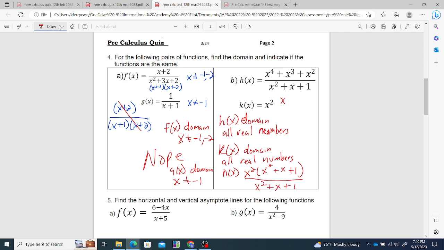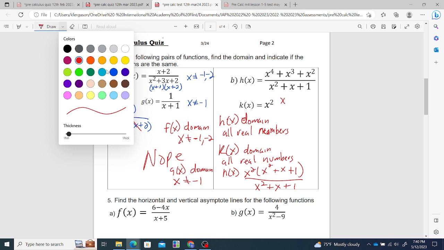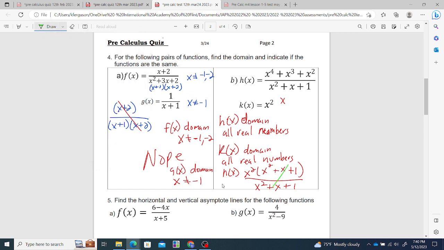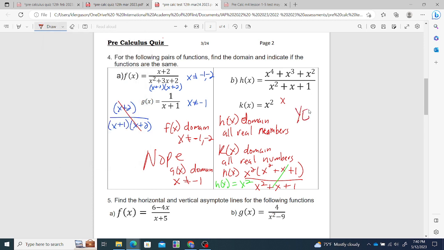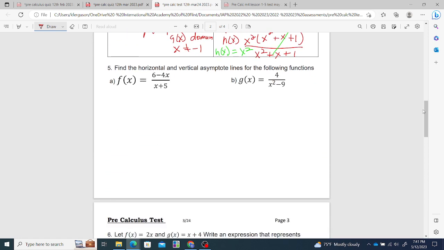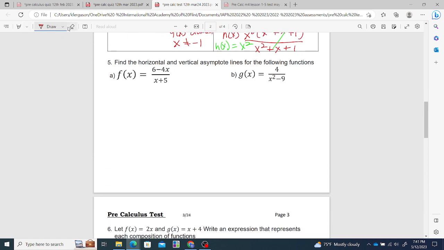And if you look at that, you see that those two things cancel off, and I just got h of x equals x squared. So are those the same function? Yep, because the domains are the same and they reduce to the same function. So now what do I have here?